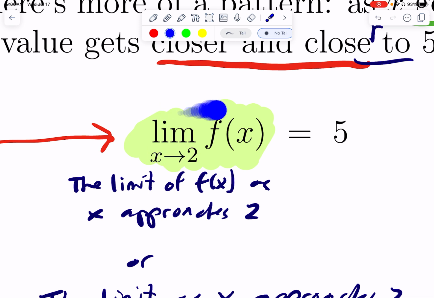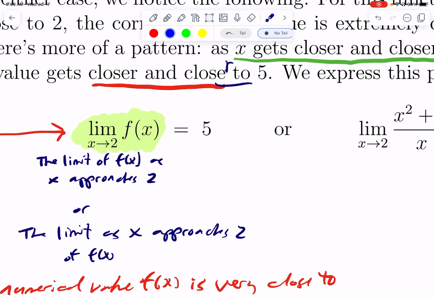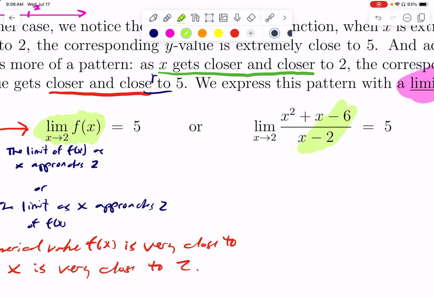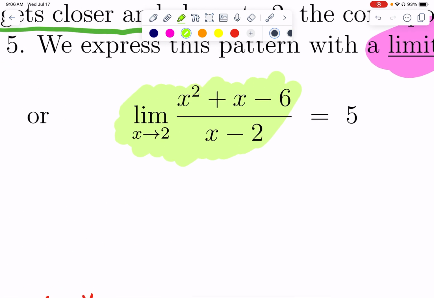And what we discovered is that the number we are approaching is 5. So we just write equals 5. Don't write approximately equals. It's built into this that we're approaching. The number we are approaching, the number we're getting close to, is 5. And since f of x has a formula, we know we could also write it this way. Sometimes we write these limits using the name of the function. Sometimes we write it using the formula.